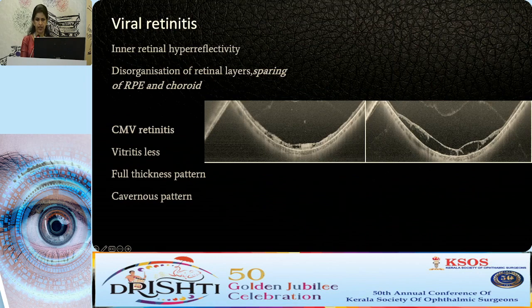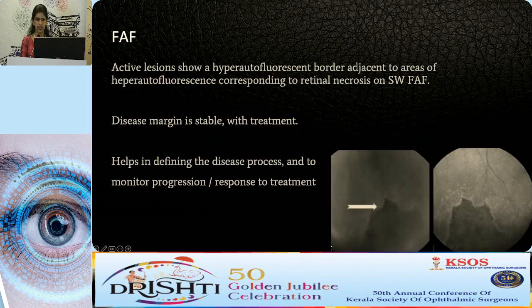Then we have the viral retinitis. In the viral retinitis, you have again necrotizing full thickness retinitis, but the difference is the sparing of the RPE and choroid in contrast to toxo. And in CMV retinitis, the vitritis will be less. There are two patterns that have been described, the full thickness pattern and cavernous pattern on OCT. These cavernous areas may later go in for retinal thinning, breaks and rhegmatogenous detachment.